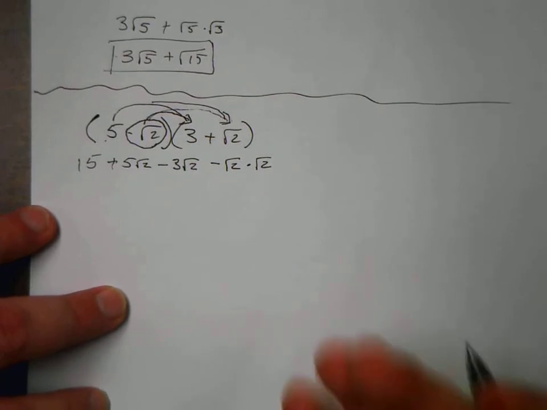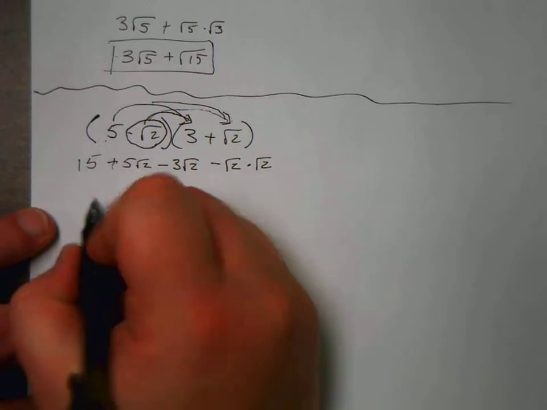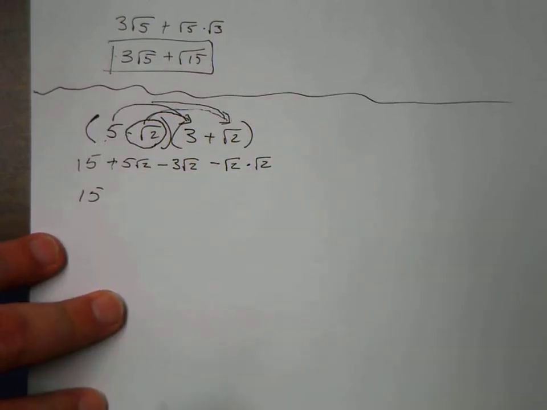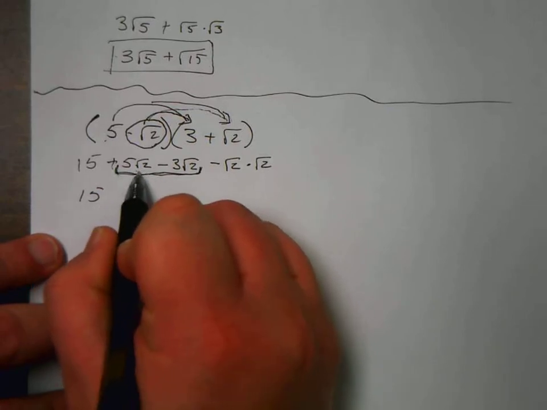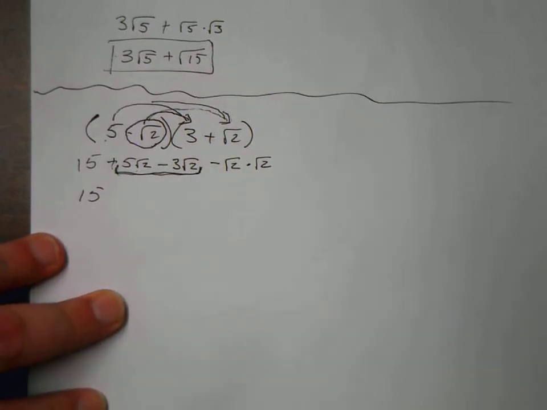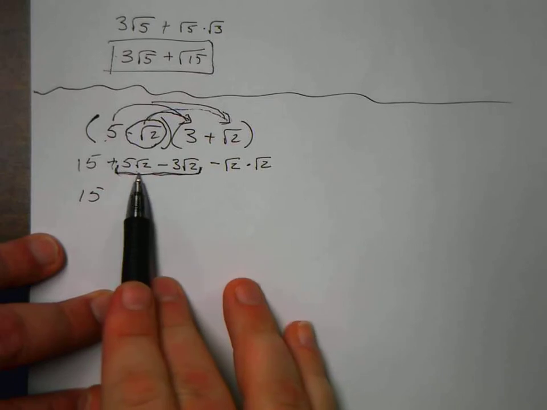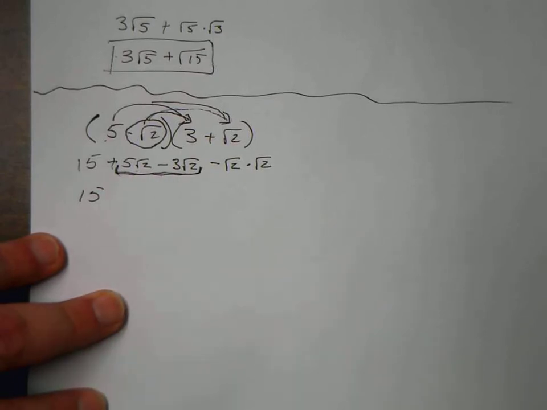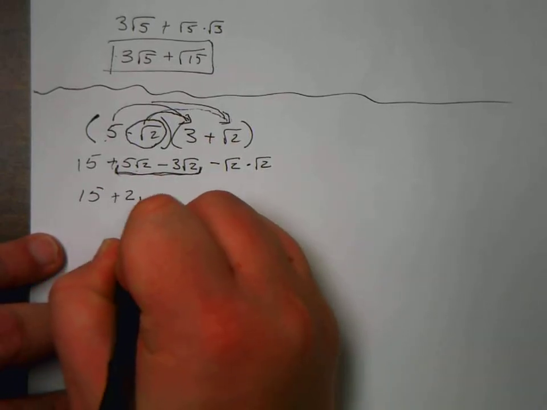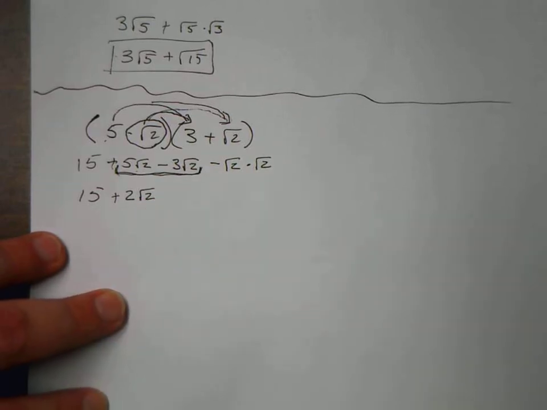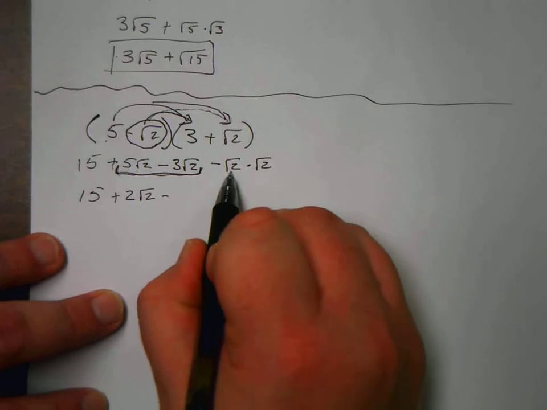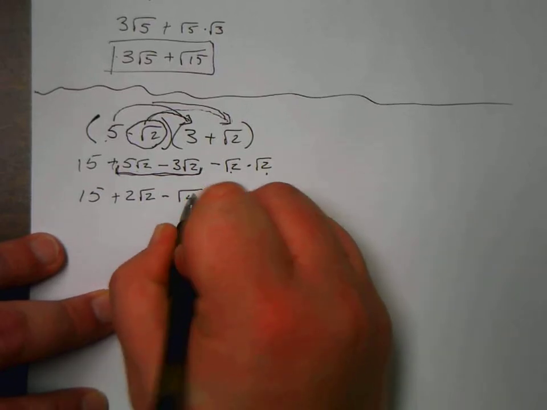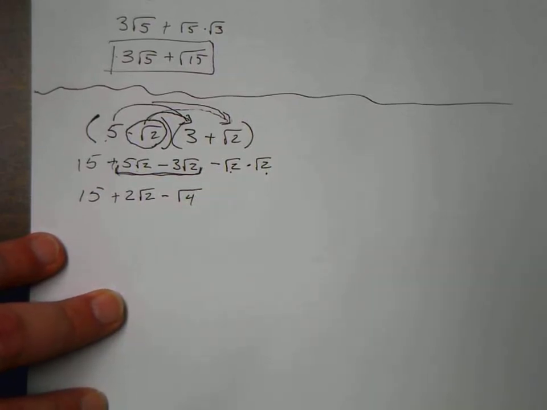And now I'm going to clean this up a little bit. Here I have a 15. Great. What's going on here? Well, I have a square root of 2 and a square root of 2. And as we saw with addition and subtraction, if I have 5 square roots of 2 minus 3 square roots of 2, I'd be left over with a positive 2 square roots of 2. And I'm going to take this minus sign, set them in. The square root of 2 times the square root of 2 is the square root of 4. And the square root of 4 we all know to be 2.